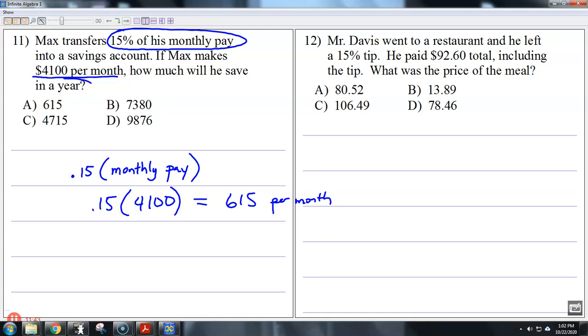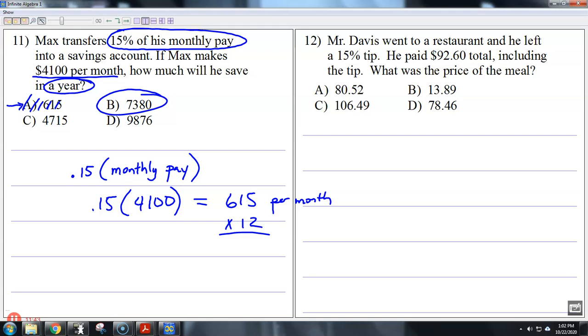That's what 15% of his paycheck is. But they want to know how much in a year. So don't bite on the A answer, okay, because that's just the month. So for a year, we'd have to multiply that number by 12. So we times that number by 12. We're looking at $7,380.